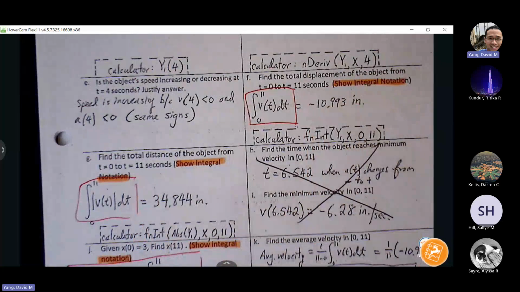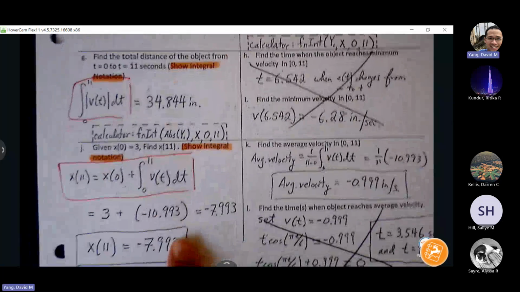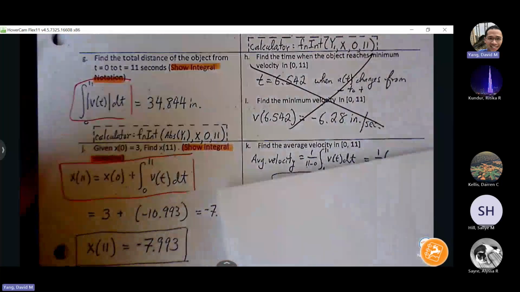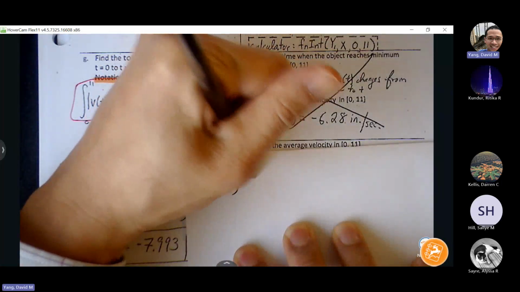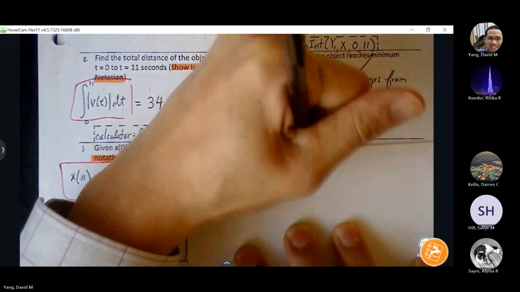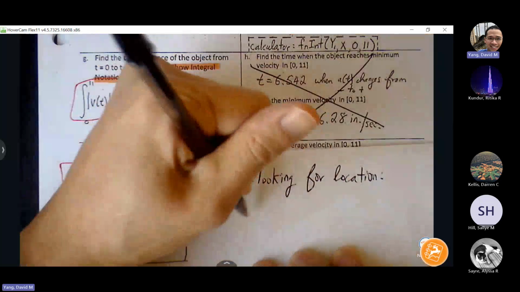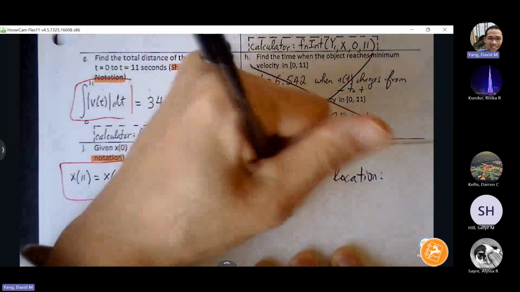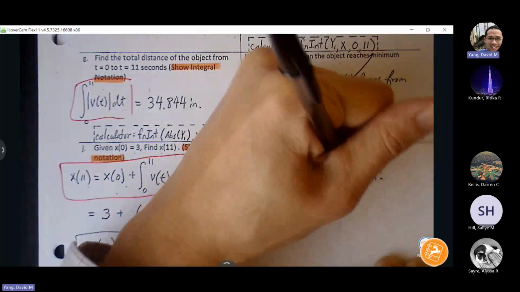So this is not different from this, right? These two, it only cares about how much progress it's made. It doesn't care about where it's actually located. Part J is actually asking about location. So if I'm looking for location, I want to use this formula. Final position equals initial position plus displacement.